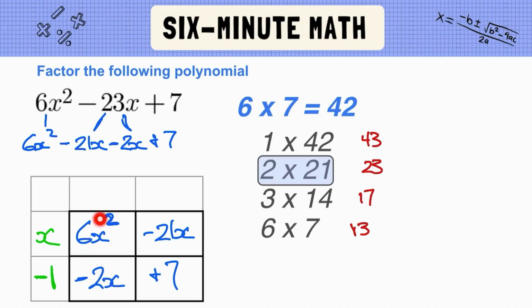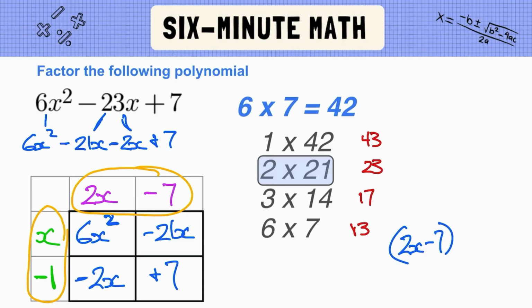Column-wise, 6x squared minus 2x. Well, what can I take out of that? I can take out a 2x. And then negative 21x plus 7. I actually can take out a negative 7 for that one. This process gives me my final binomials of 2x minus 7 and x minus 1.